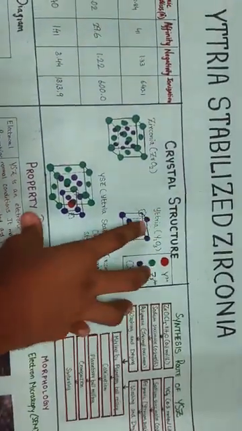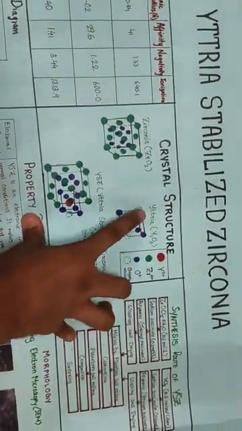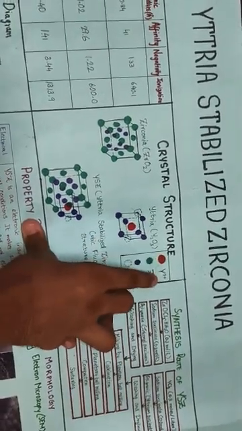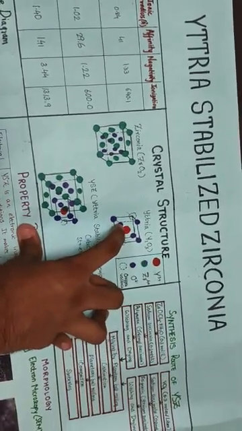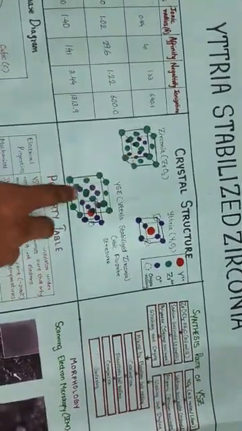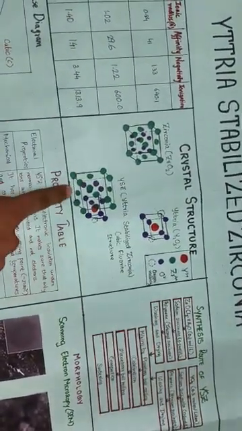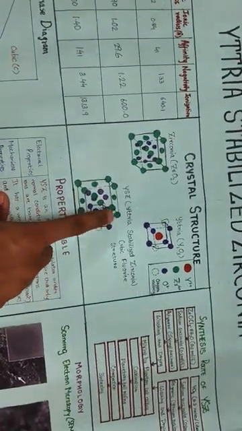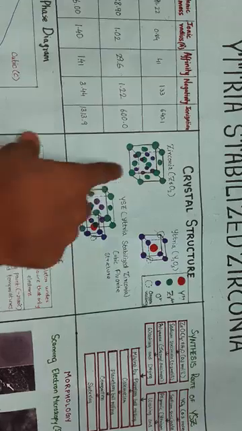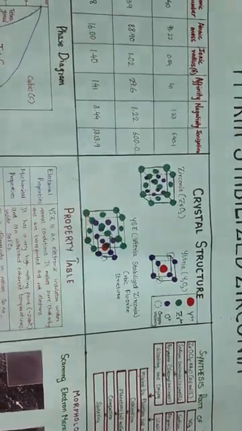Then we have yttria, which has the oxygen atoms at its corners with two oxygen vacancies, along with a Y3+ yttrium ion in the center. Combining these two, we get the structure for YSZ, Yttria stabilized zirconia. Now this structure is a cubic fluorite structure. As you can see, these two structures are joined here.